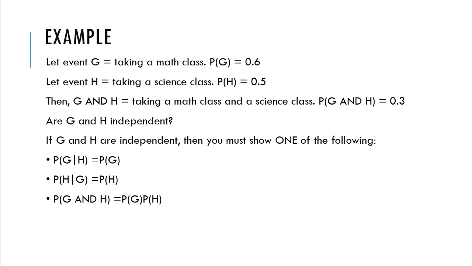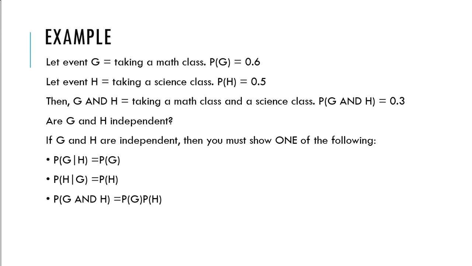So here's an example. Let event G be taking a math class. The probability that you're taking a math class is 0.6. Let H be taking a science class. So the probability of H is 0.5. Then G and H is taking a math class and a science class. All I do is multiply those together and I get 0.3. So are G and H independent?